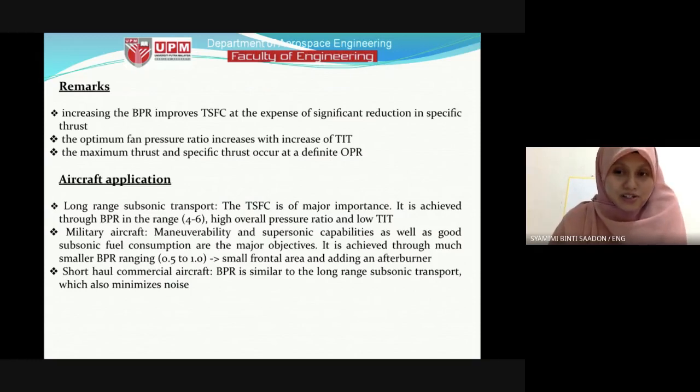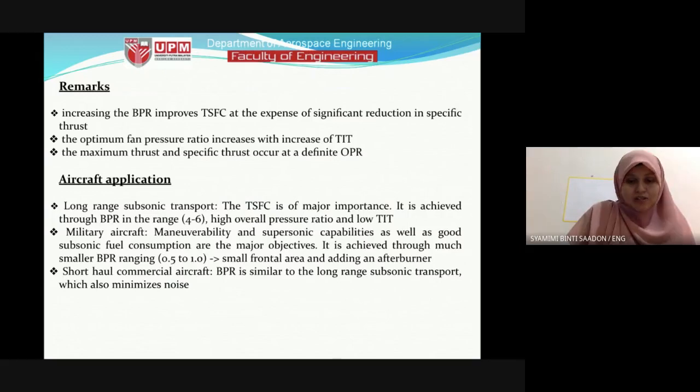For long range, it depends actually. In a propulsion engine, the parameters that we want to optimize depend on the objective of the mission. Our mission objective means: is it a long range journey or a short range journey? Is it for military? Is it for civil aircraft? So it depends. That's why we don't have one exact solution for optimum performance. It depends on your mission.